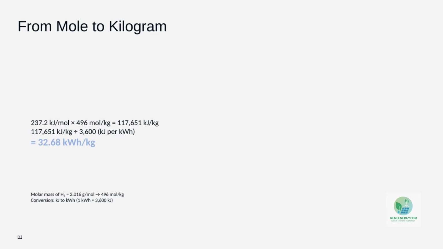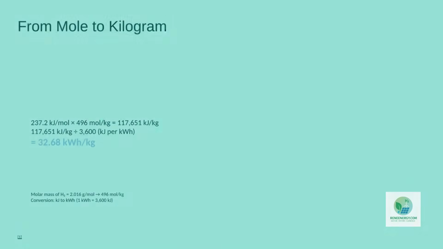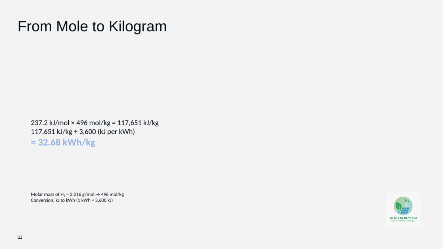Multiplying 237.2 kilojoules per mole by 496 moles per kilogram yields 117,651 kilojoules per kilogram. Finally, to convert kilojoules to kilowatt hours, we use the conversion factor that 1 kilowatt hour equals 3,600 kilojoules. Dividing 117,651 kilojoules per kilogram by 3,600 kilojoules per kilowatt hour gives us the absolute minimum electrical energy requirement of 32.68 kilowatt hours per kilogram of hydrogen.